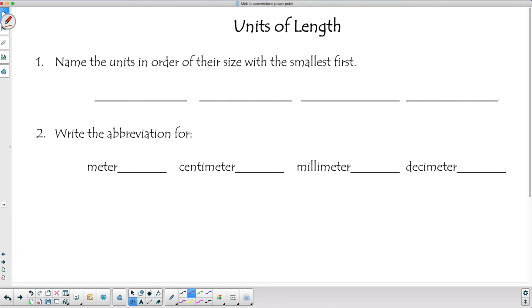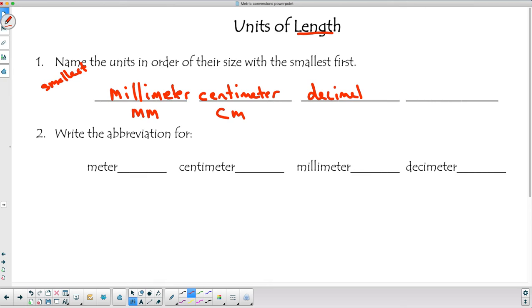It says name the units in order of their size, smallest first. So that means smallest here, and the smallest one we have is, now this says units of length, so I can do millimeter like that. That would be an mm. Then it would be centimeter, cm, decimeter, dm, and just meter then. And that would be just an m, and that's our base unit.